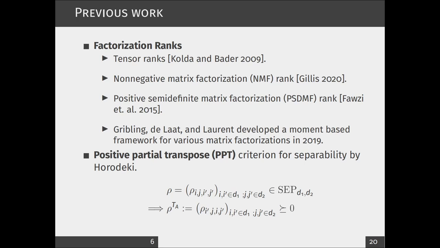This work is heavily based on it, and in some regards can be seen as a continuation in part. Another topic is the positive partial transpose criterion, a criterion for separability by Horodecki. It's a necessary criterion for separability, but not sufficient unless your rho is small enough. Essentially, if your rho is in SEP, then its partial transpose, because it has that tensor structure, where you can take a transpose on only the A part of the A tensor B structure, has to be PSD.